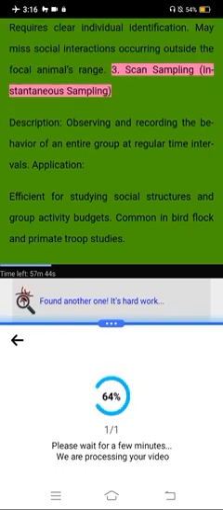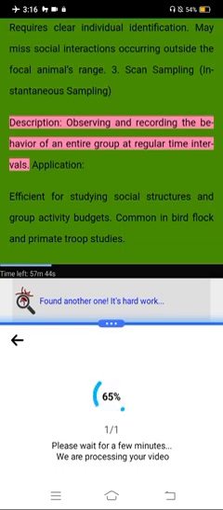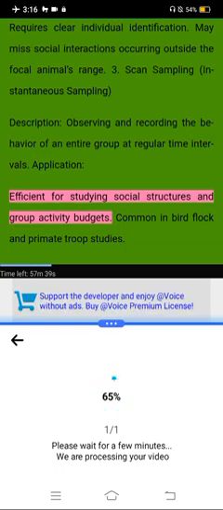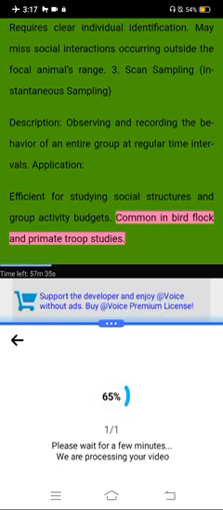3. Scan sampling, instantaneous sampling. Description. Observing and recording the behavior of an entire group at regular time intervals. Application. Efficient for studying social structures and group activity budgets. Common in bird flock and primate troop studies.